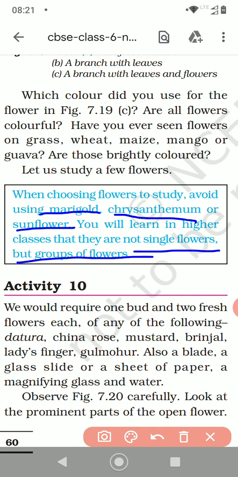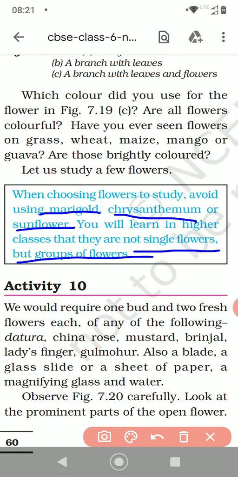Okay. When you see the marigold, genda ka phool, there are many petals. So they are groups of flowers. Sunflower, they are a group of flowers. Similarly, chrysanthemum, they are groups of flowers. Whenever and wherever you see so many petals together, these three especially are groups of flowers. So marigold, chrysanthemum and sunflower are not a single flower. They are groups of flowers which we will study later.